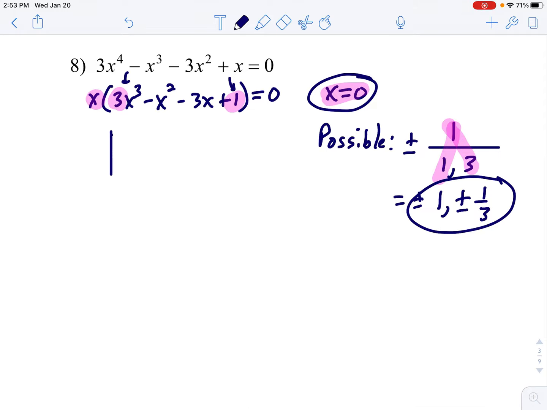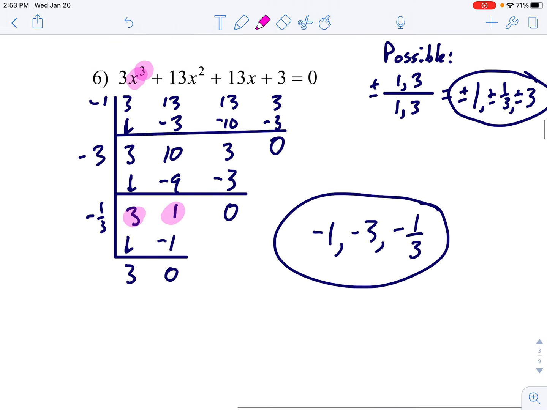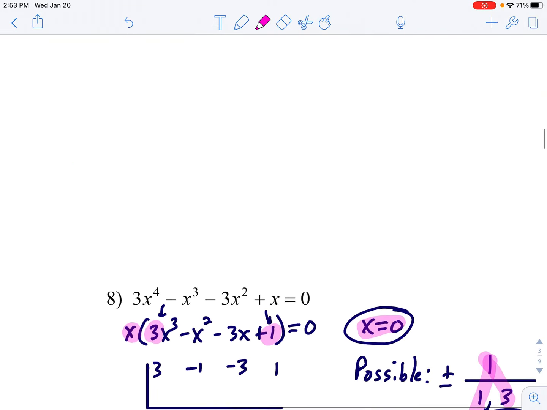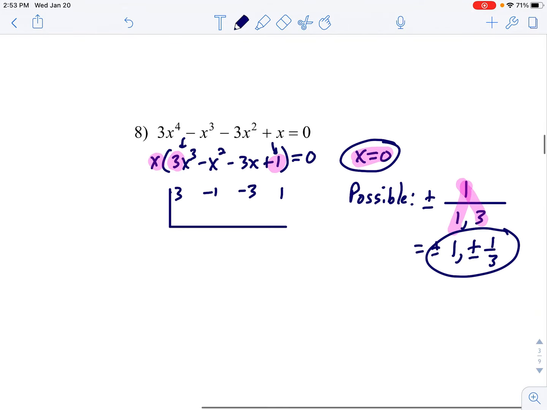To do synthetic division, you completely disregard the x that we factored out. That's done. We've got that answer accounted for. All you have to do is worry about what's in parentheses. 3, -1, -3, 1. Now, this has a mix of negatives and positives, so it's not like the last problem where we knew every answer had to be a negative. When you got a mix of positives and negatives, it could go either way. So just test numbers. I'm going to test +1.